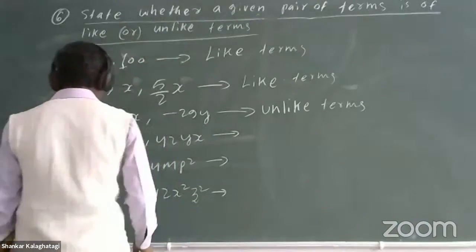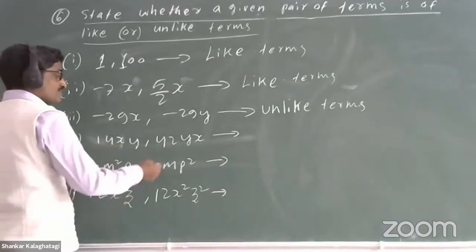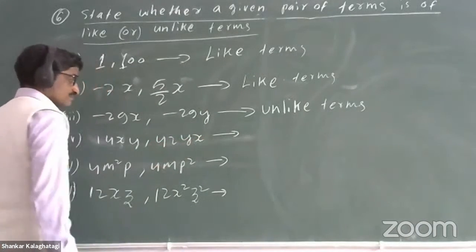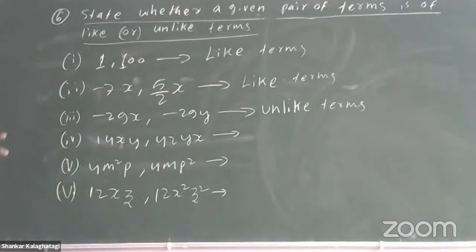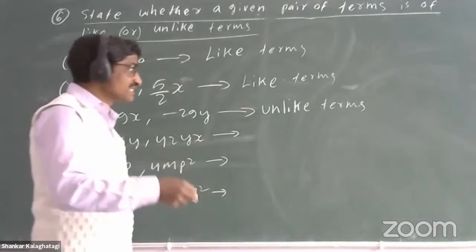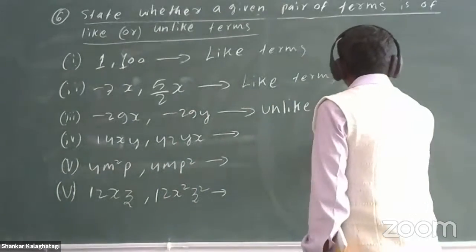Next, come to this one. 14xy, 42yx. Here also, you should not see for the order. Order means xy, yx.